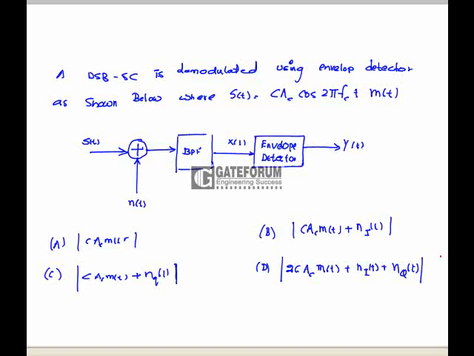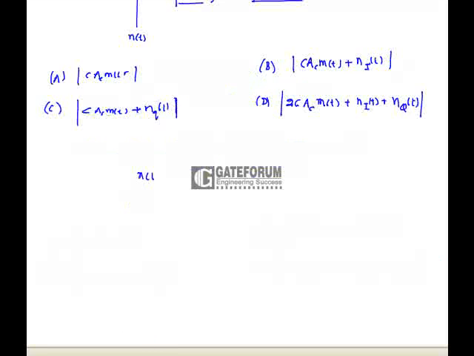C is demodulated by using an envelope detector as shown below, where S of t is Ac cos 2 pi fc t times m of t. Now n of t is represented as in-phase component and the quadrature component.